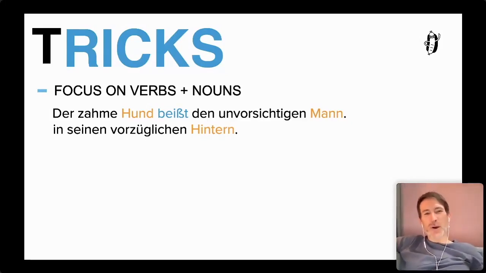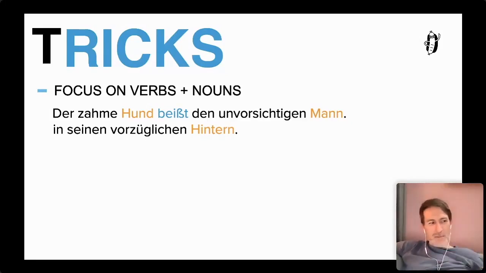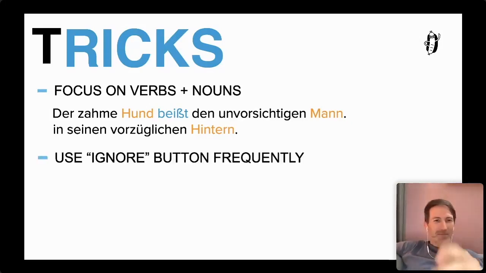And I show you how to do this step by step. You don't have to worry. That's, of course, easier for me because I know the language. But verbs and nouns. If you work with Memrise, and I think even Anki might have a function like that, there's an ignore button. If there are words that you've seen over and over again, or that simply get on your nerves, just ignore them. It's fine. It's allowed to ignore things, especially things you already know by heart.